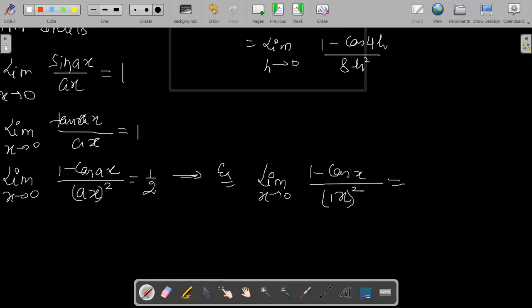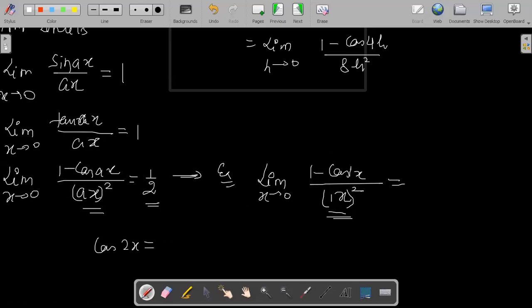So if I use this formula for this question, the value of a is 1, so at both places it is 1. So by the formula, this expression has to give us a value which is equal to 1 by 2. So let's check it out by applying the formula for cos 2x.